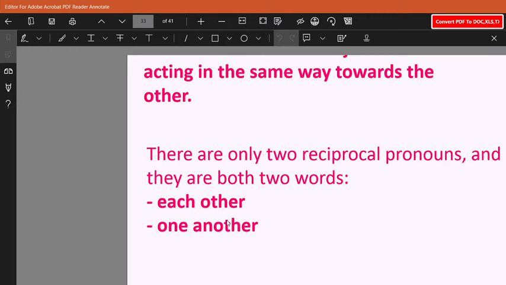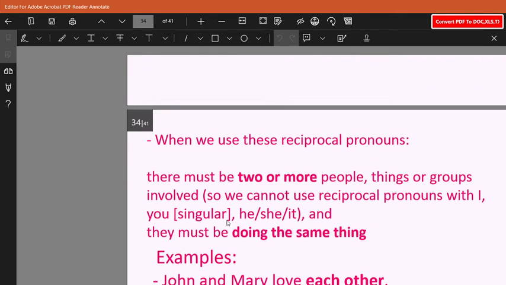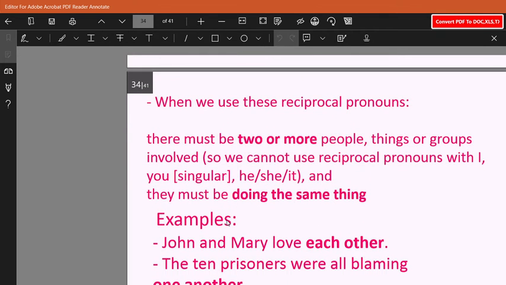There are particular rules where you can use each other, and some other rules where you can use one another. Let's see how you should use these. When you use these reciprocal pronouns, there must be two or more people, things or groups, whether inanimate or animate objects, beings or persons. They must be doing the same thing.